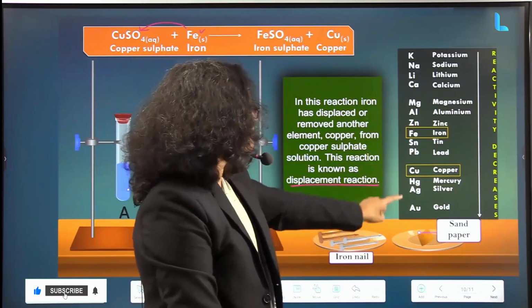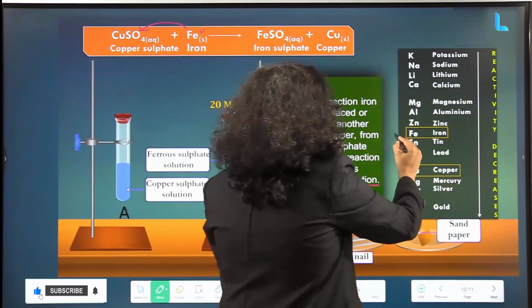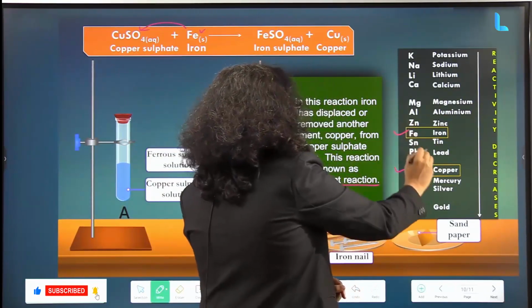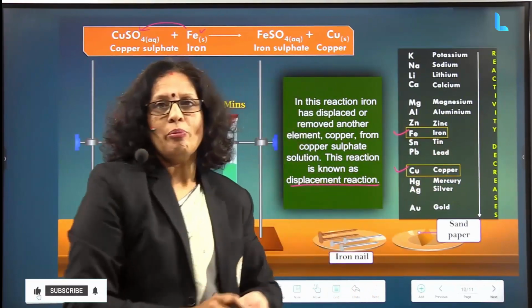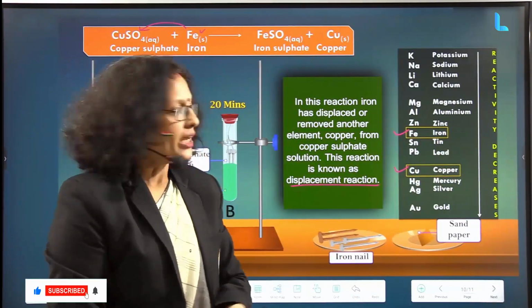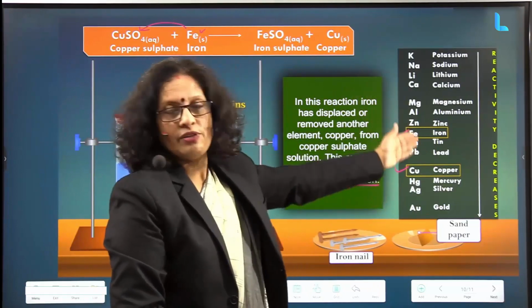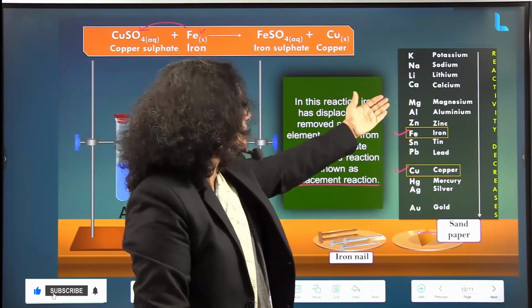We can see the reactivity series here, where iron is present above copper. So iron is more reactive than copper, and iron can displace copper. Any element which is present above copper in the series, if we write a reaction, will displace copper.